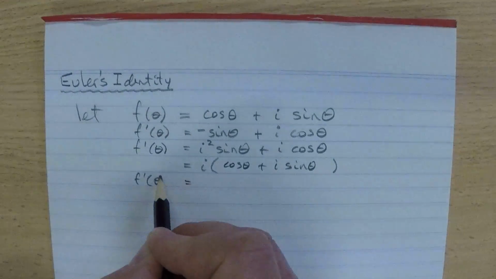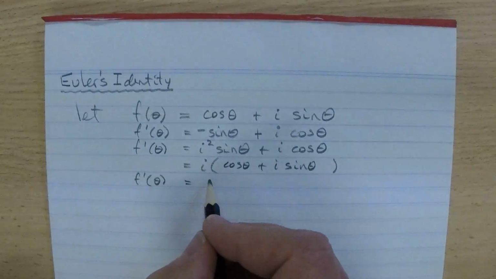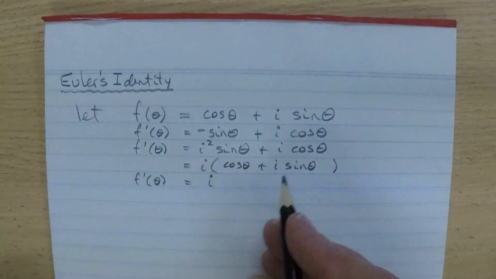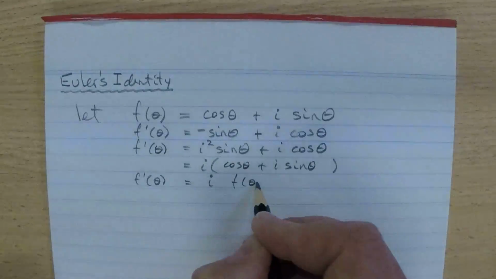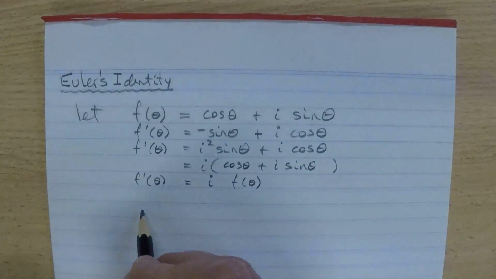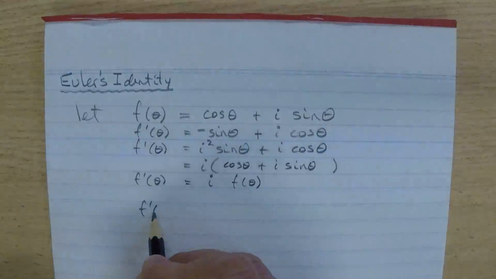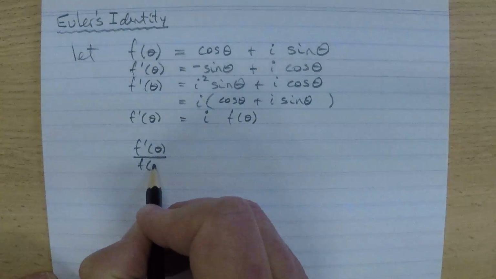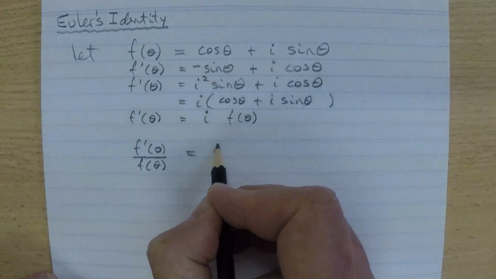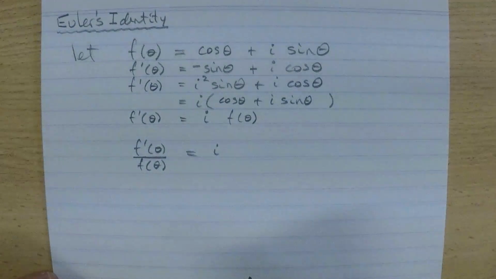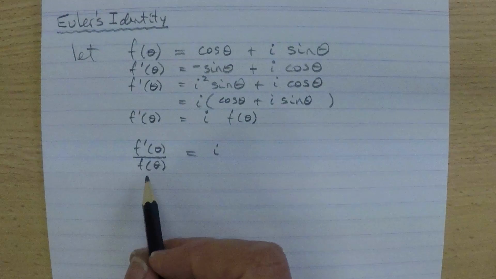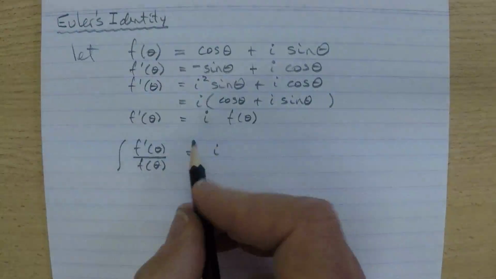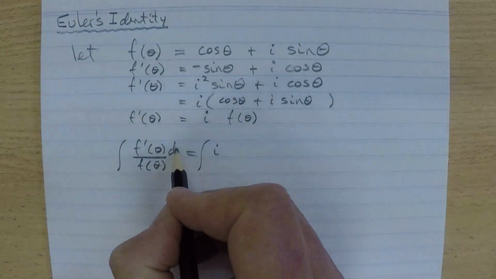f dash theta, the derivative of our original function, turns out to be i multiplied by our original function. So f dash theta over f theta would equal i. Those of you who've done some integration will recognise that we could integrate both sides of this equation with respect to theta.